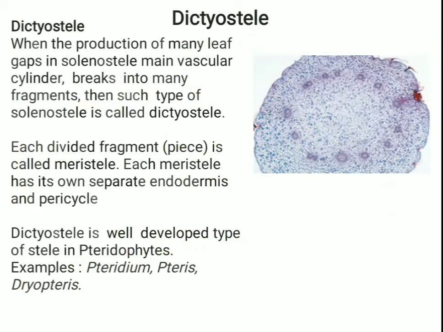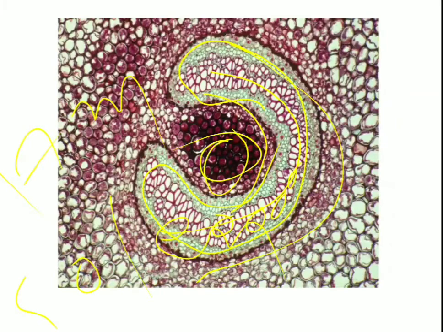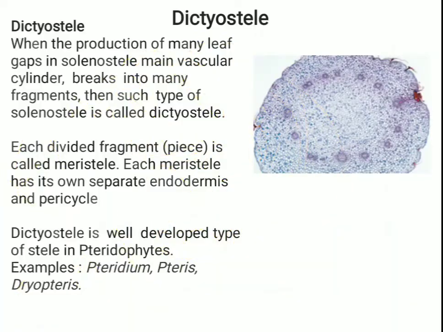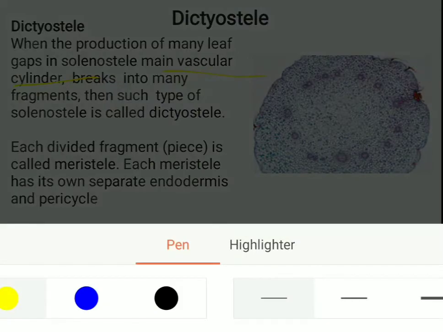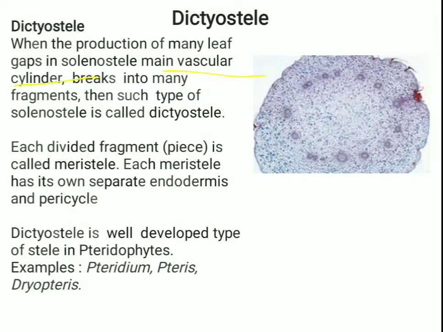When many leaf gaps are produced in solenostele, you can see in solenostele only one leaf gap is present, but sometimes the main vascular cylinder of solenostele breaks into many fragments. Sometimes the leaf gap is developed in more places, and this vascular cylinder breaks into many fragments. So such a type is called dictyostele.